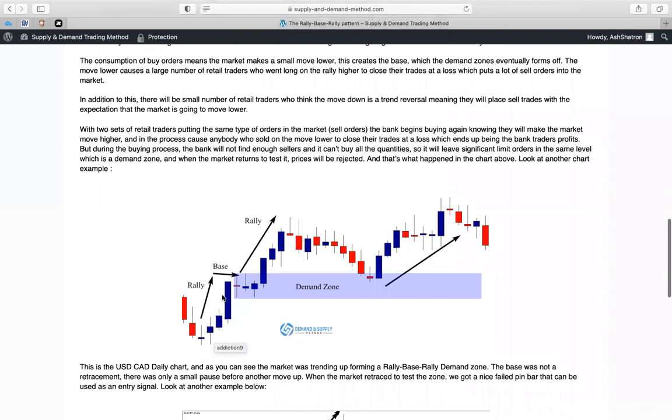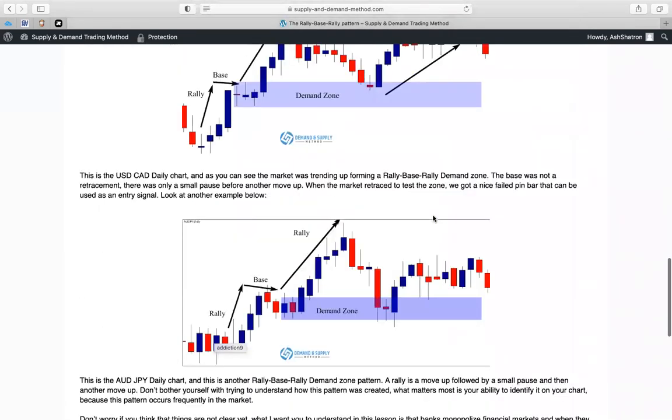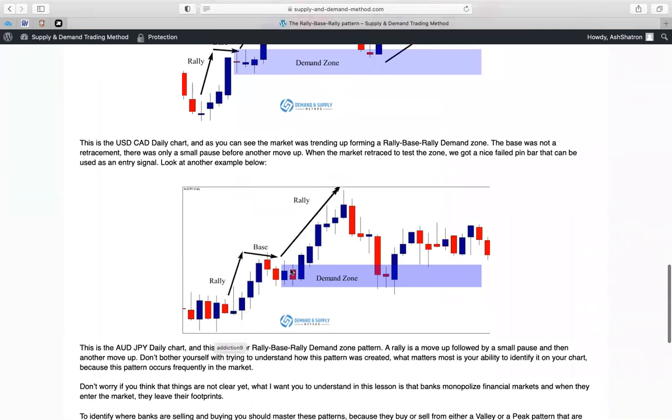Same thing: a rally, base, rally. This is the base, and then price goes back up. A rally, base, rally. Same thing.